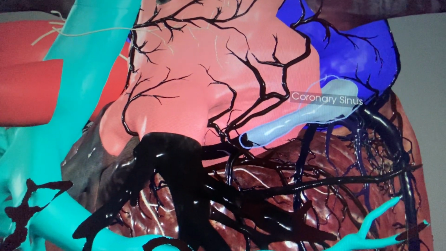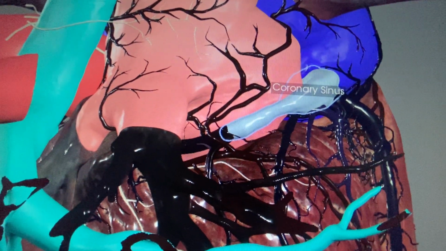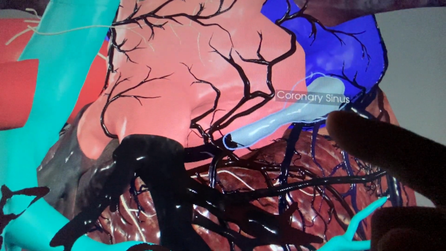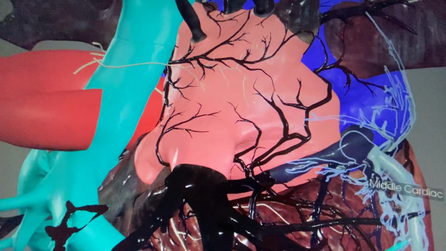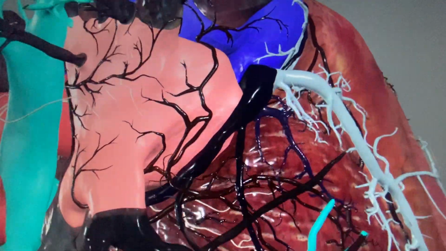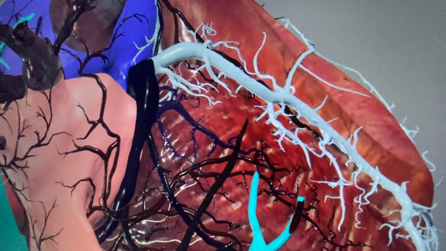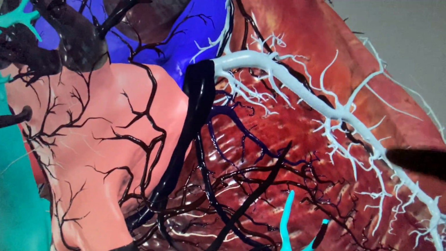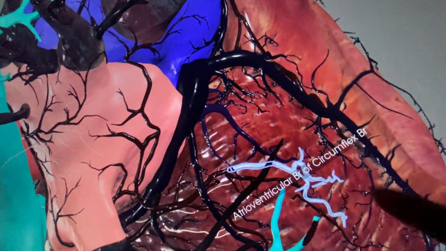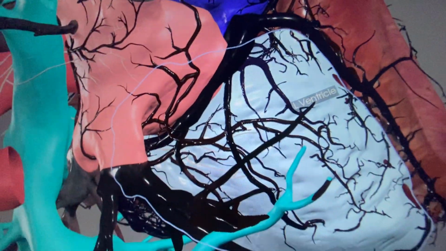This thing right here is part of your coronary arteries and veins. It's part of the venous side of the show, and this thing right here is your coronary sinus, connecting into your middle cardiac vein, which goes down the back of your posterior interventricular sulcus, which separates the right ventricle from the left.